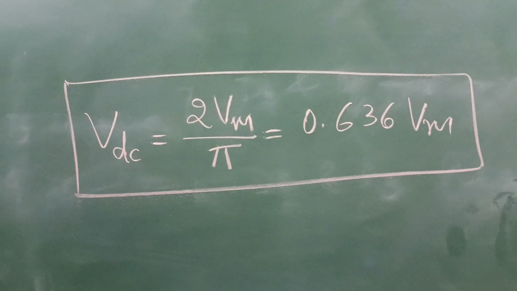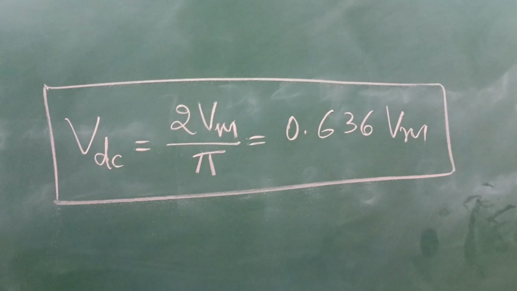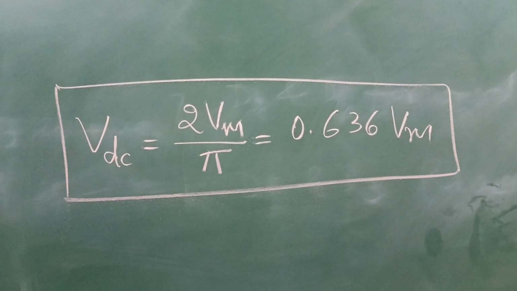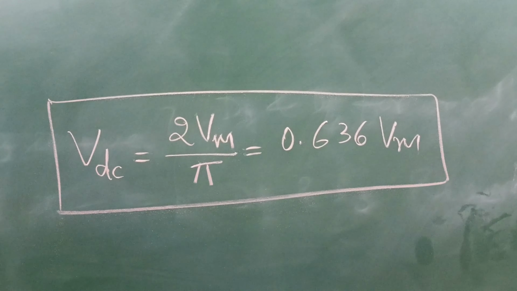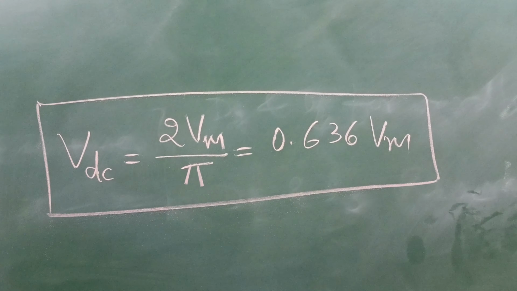The expression for output voltage is given by the equation VDC equal to 2 Vm by pi, which is equal to 0.636 Vm.